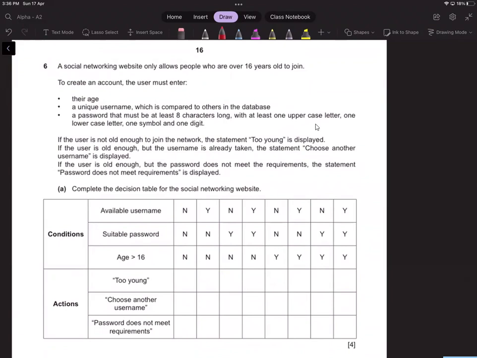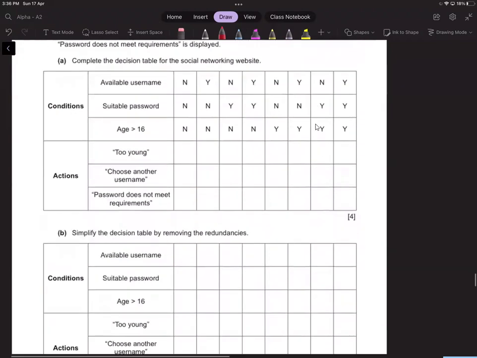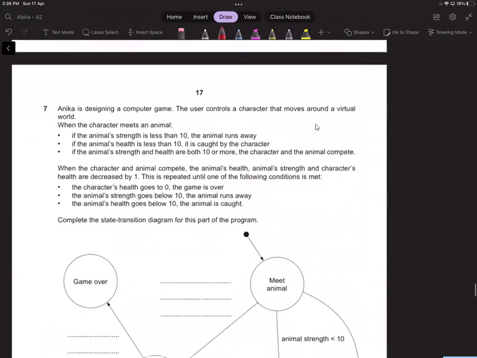This is something called decision table. This used to be in the syllabus, now it is no more. So this is obsolete, not in syllabus. These are decision tables. Okay, so we are actually ignoring this question.